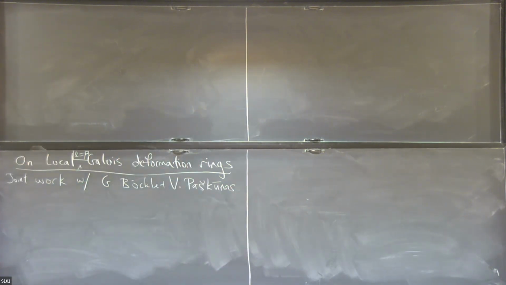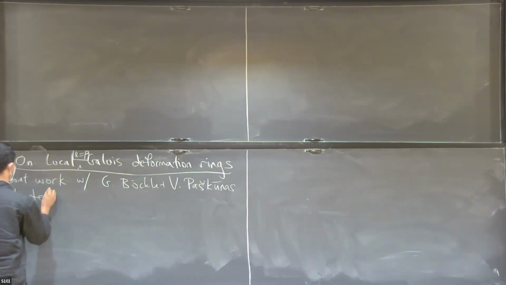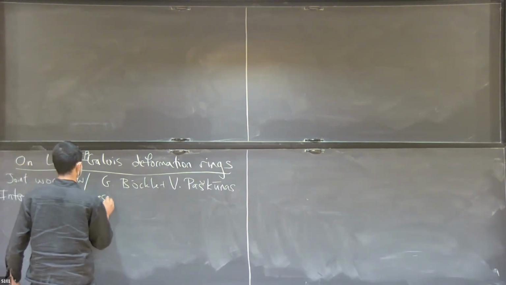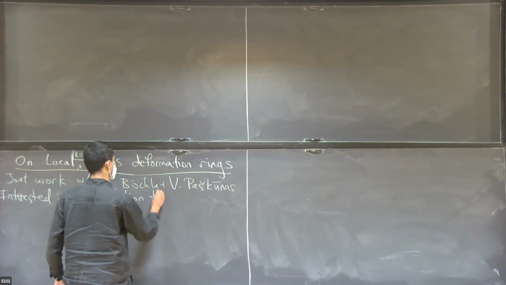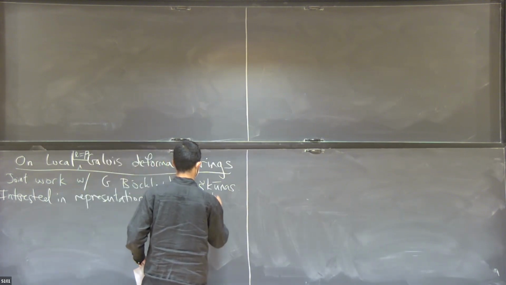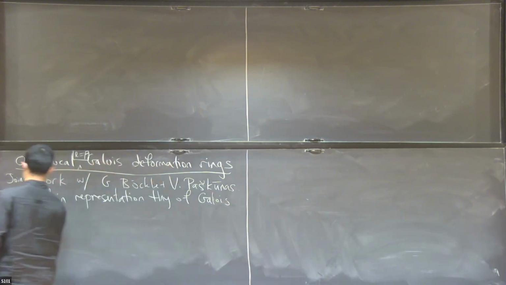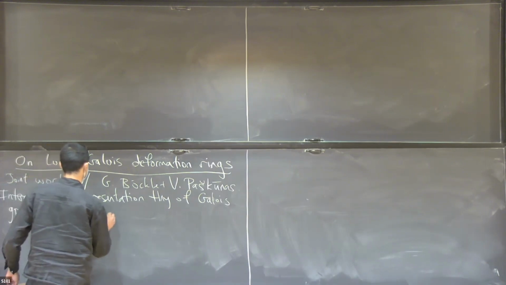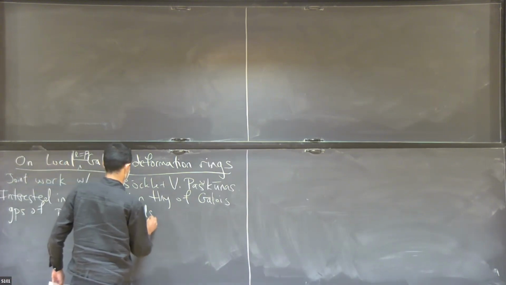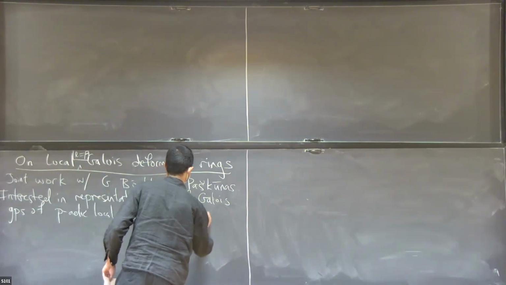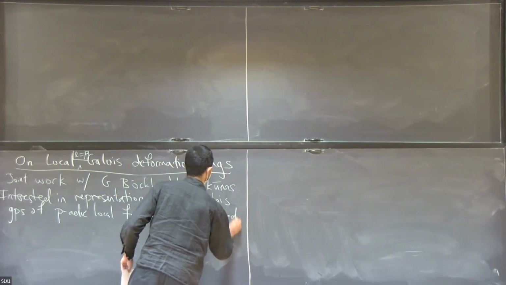Okay, so what are we interested in? I guess the representation theory of Galois groups, as the title suggests, of p-adic local fields. And we're interested in the representations of this group taking values in modules that have mod p and p-adic coefficients.